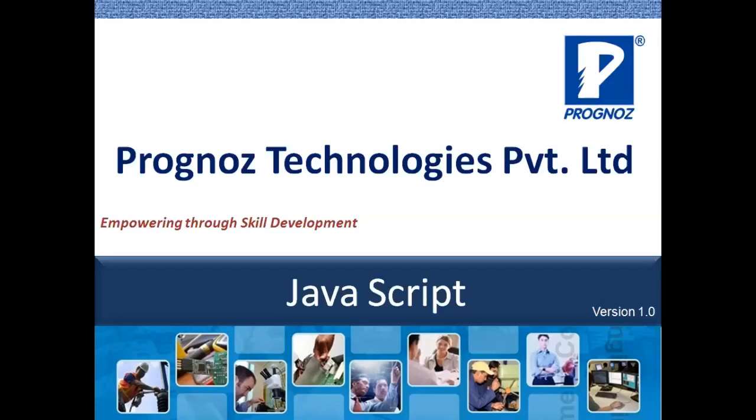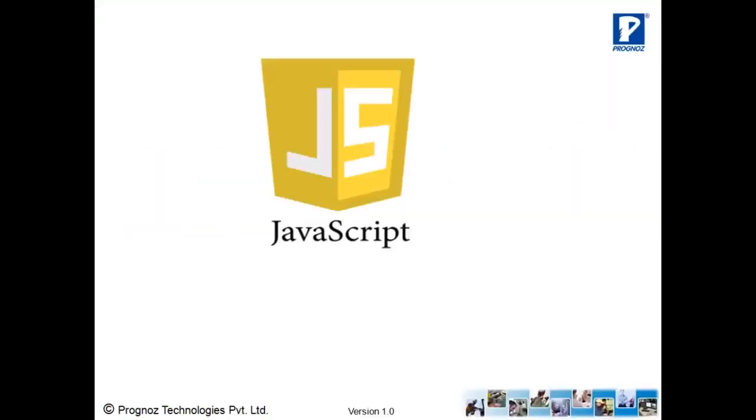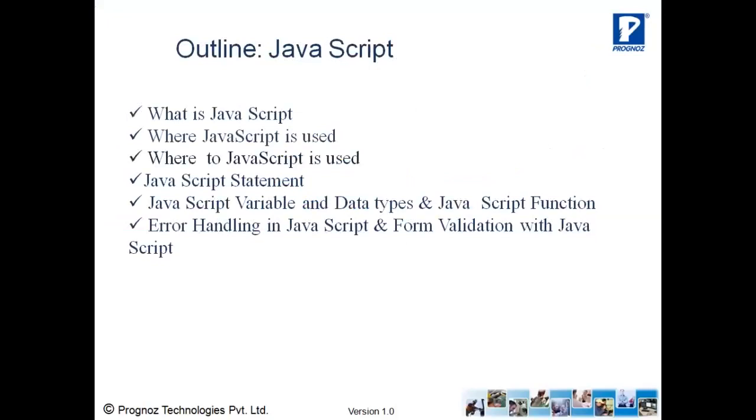So let's see what we have to cover in this topic. We have to learn what is JavaScript, where JavaScript is used, then what the JavaScript statements are, its variables, data types, functions, how you will handle exceptions, and how to perform form validation in JavaScript. That also we have to learn. So let's start with the first, that is, what is JavaScript.